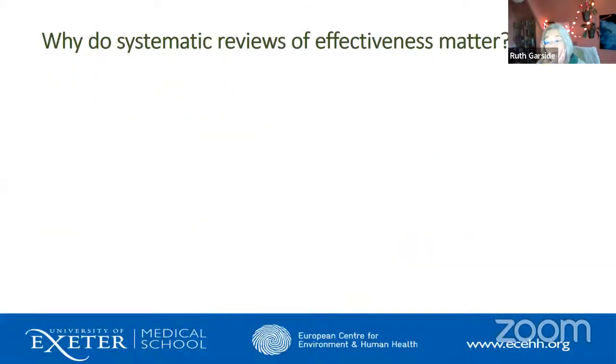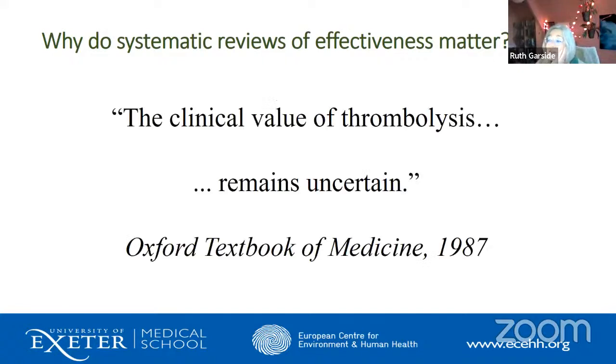So just as an example about why systematic reviews matter, this is taken from the health field and gives an example of what goes wrong if systematic reviews aren't done. The Oxford Textbook of Medicine in 1987 had this statement in it: the clinical value of thrombolysis remains uncertain. And thrombolysis are clot-busting drugs, the sort of things that try to break up blood clots if you've had a stroke.